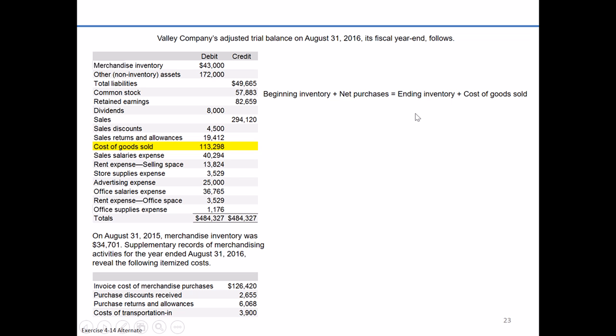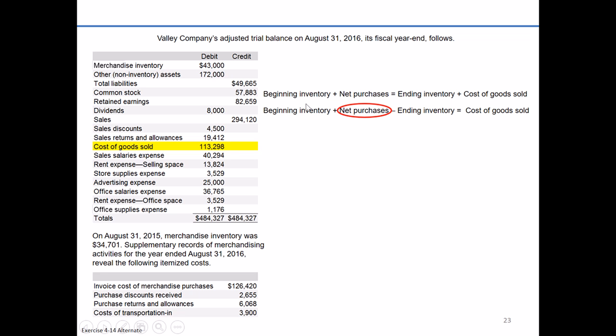You also recall I used a little algebra to move some of these items around. In fact, I subtracted ending inventory from both sides to prove out beginning inventory plus net purchases minus ending inventory. So what I have available, if I subtract out what I'm left with at the end of the period, I can come up with cost of goods sold. In this scenario, I know beginning inventory. I'm given it, that's $34,701. I know ending inventory. It's already in my adjusted trial balance at $43,000.